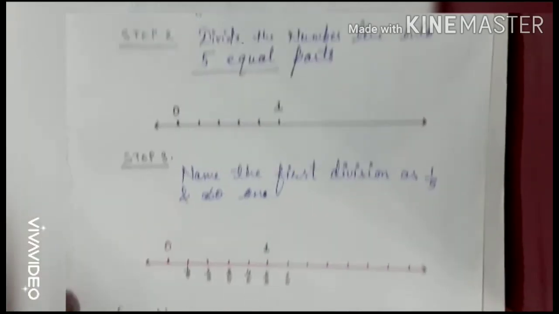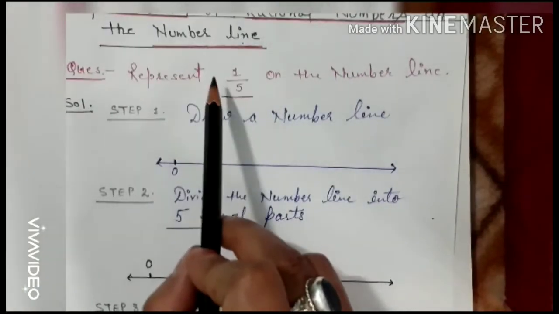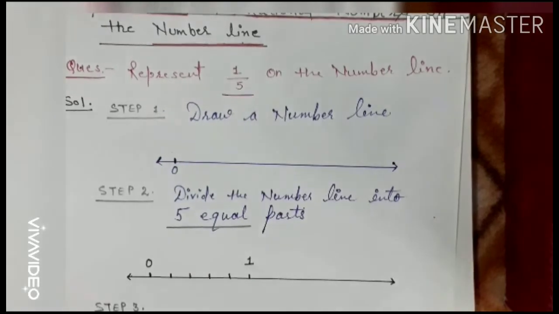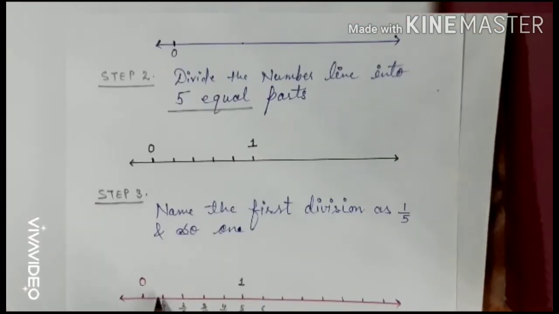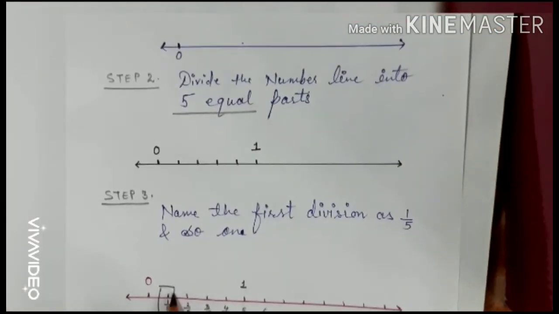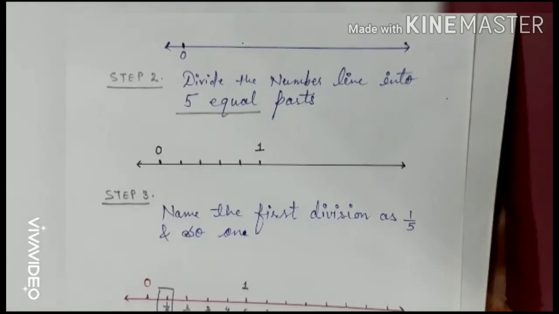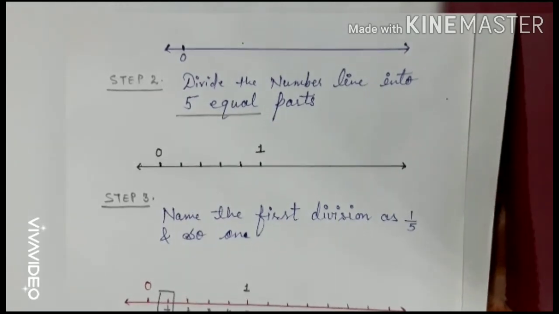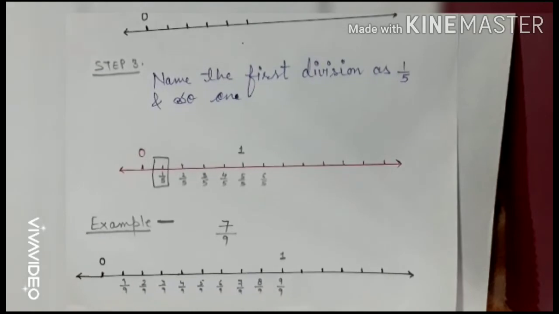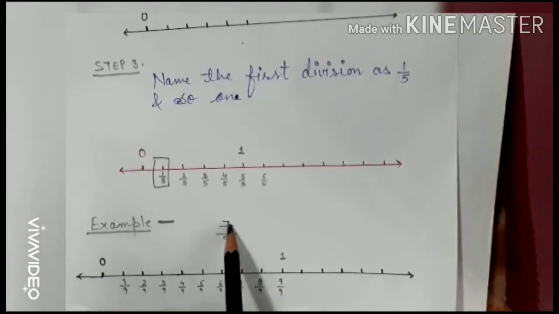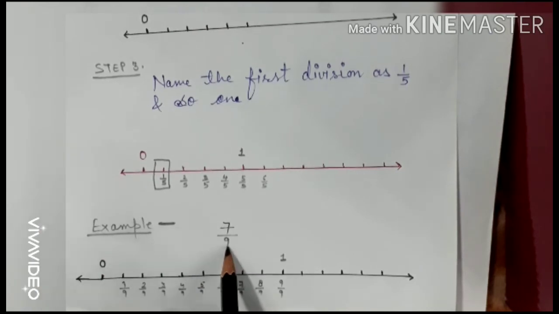The question was to represent 1 upon 5. So where will it be represented? This is your representation of 1 upon 5. Here we have taken one more number, just like 7 upon 9. Here we have changed the number, for example 7 upon 9. On the denominator it is 9.